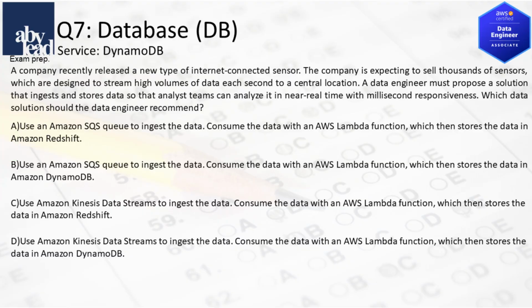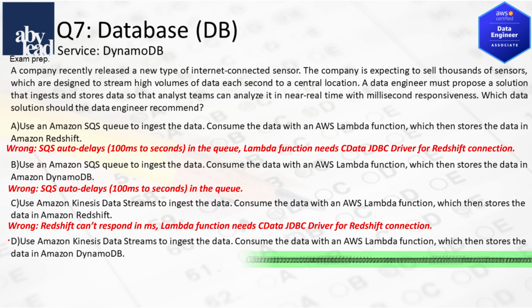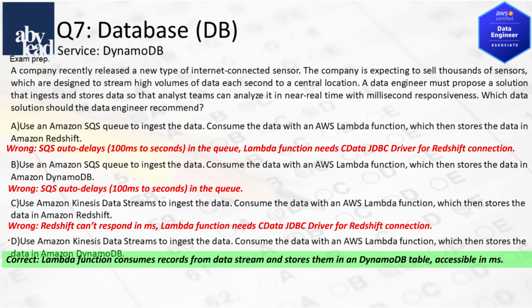Question 7. How do you best store sensor streams used for near real-time analytics? Wrong is to employ SQS with autodelays or standard Redshift for streaming. In addition, Lambda function can't easily connect to Redshift. Most advisable is to apply Lambda function processing stream records to store in DynamoDB.